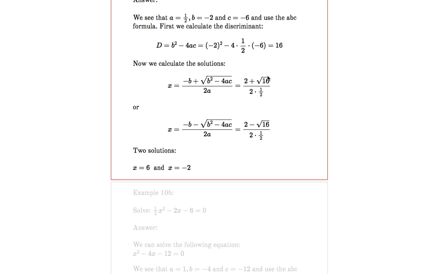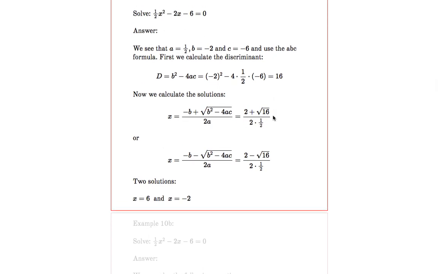Solutions, the 16 goes here, square root of 16, 2 plus square root of 16 divided by 2 times a, which is a half. This half goes here. So we get 2 plus 4 is 6. Divided by 1 is 6. And 2 minus 4 is minus 2. Divided by 1 is minus 2.